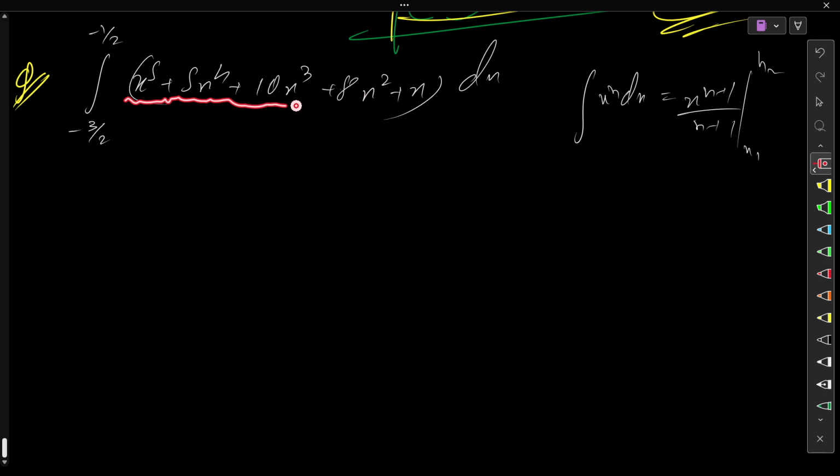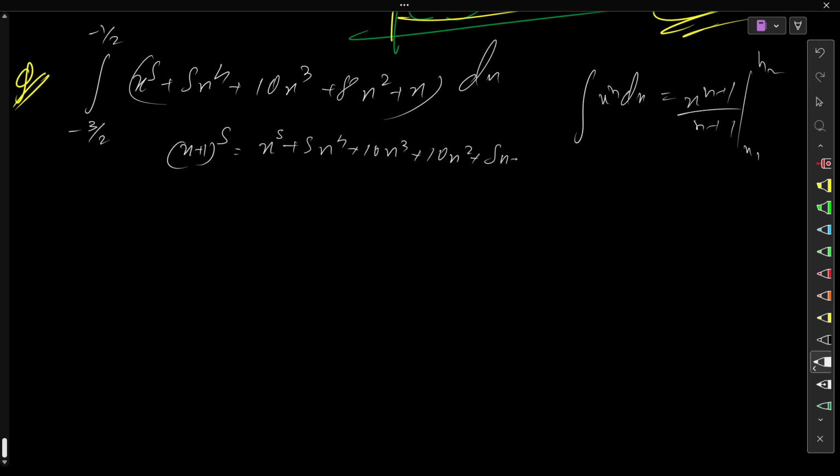This, what we are seeing right there, x to the power of 5 plus 5x to the power of 4 plus 10x to the power of 3, is actually the expansion of (x plus 1) whole to the power of 5. How? If I expand (x plus 1) whole to the power of 5 using binomial expansion, you will get x to the power of 5 plus 5x to the power of 4 plus 10x to the power of 3 plus 10x square plus 5x plus 1.